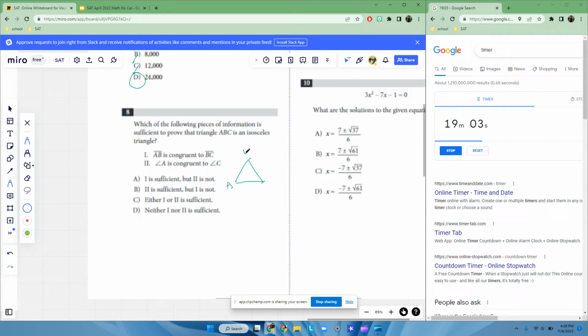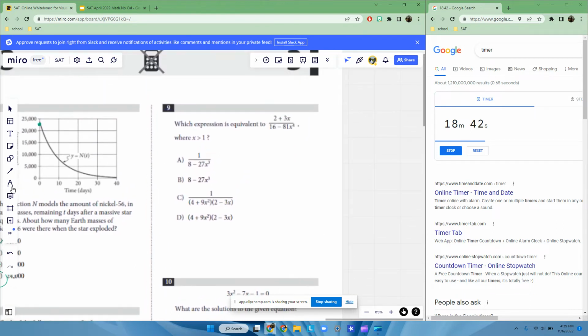So this is A, this is B, and this is C. If AB is congruent to BC, which is this to this, yes, an isosceles triangle has these two sides congruent. Angle A, which is this, is congruent to angle C. That is also correct, which means C is our answer.